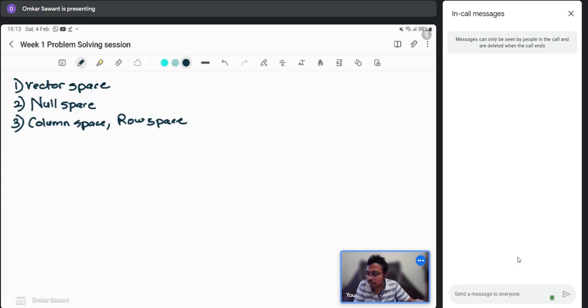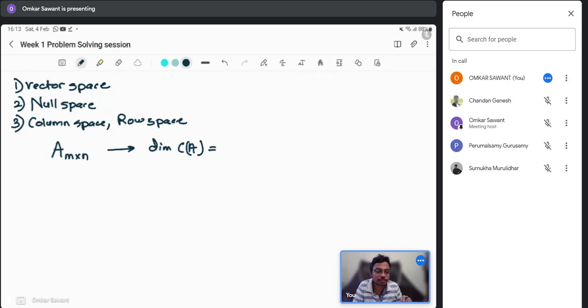Okay. First of all, I will just revise for you. If we have some A matrix having dimension m cross n, and you want to find out the dimension of the column space of A, does anybody know what the dimension of the column space of A is? Is it n itself, sir? Dimension of column space of A.